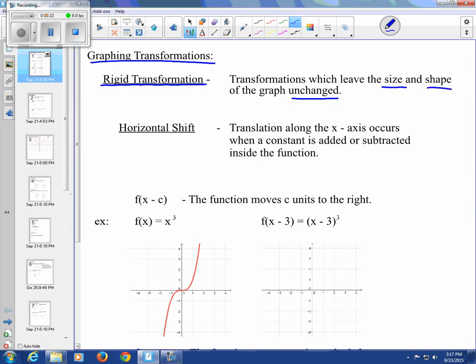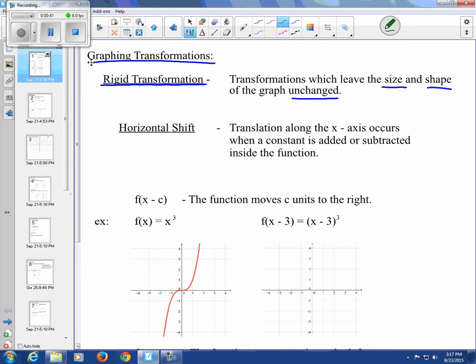When we talk about rigid transformations, we're talking about transformations which leave the size and shape of the graph unchanged, right? So we're talking about mathematical operations that we're doing to the equation that defines the graph of the function, which are moving the equation or that graph around the xy axis, maybe flipping it, changing the orientation, but not changing the shape itself.